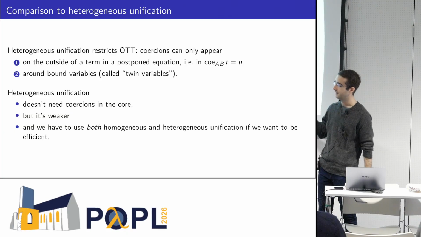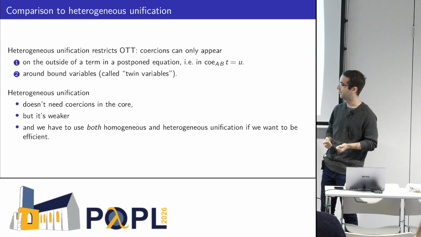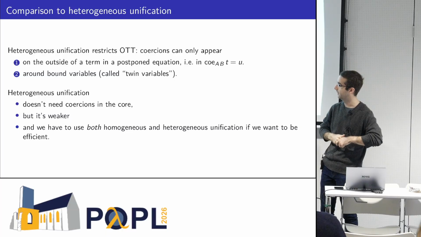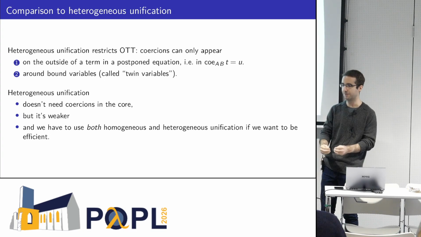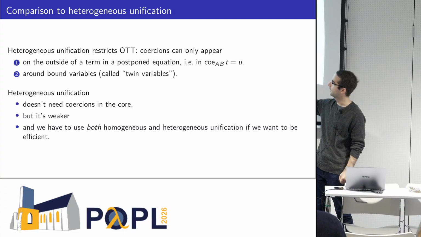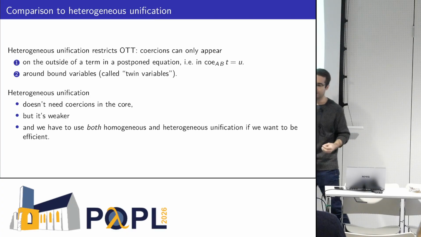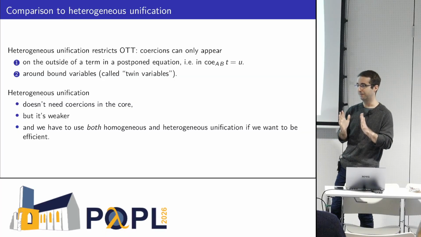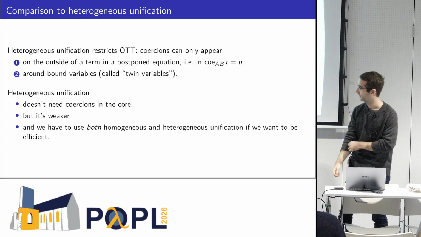One advantage is that now you don't have coercions in your core language, but it's also weaker because it can represent fewer solutions. And if we want to make it efficient, then we have to use both homogeneous and heterogeneous unification, because if we only use heterogeneous unification, essentially we always have a coercion on one side, and we always have to compute these types to be able to decompose the equations. We don't want to forget that the types are the same if we know that they are the same. So that's why you basically need two modes of unification if you want to use this solution.